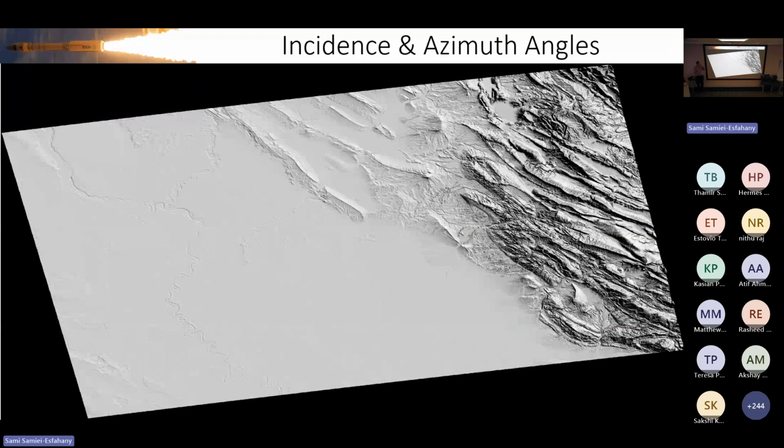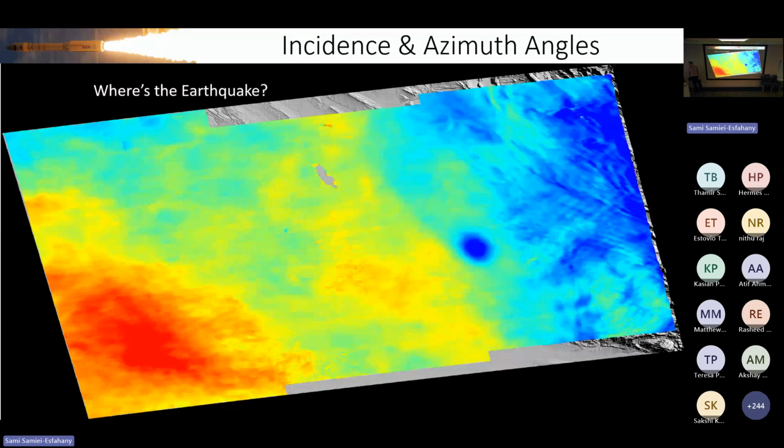So here's an example again of a DEM, the height map, shaded relief from the Zagros in Iran. So where do people think the earthquake is? No color bar, no, but from the patterns, where do you think it is?